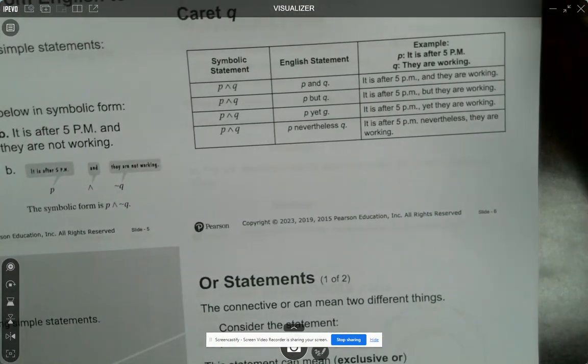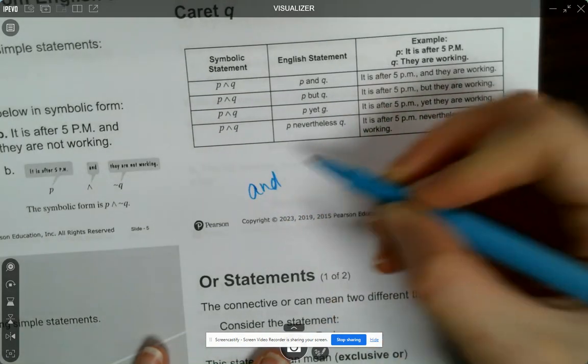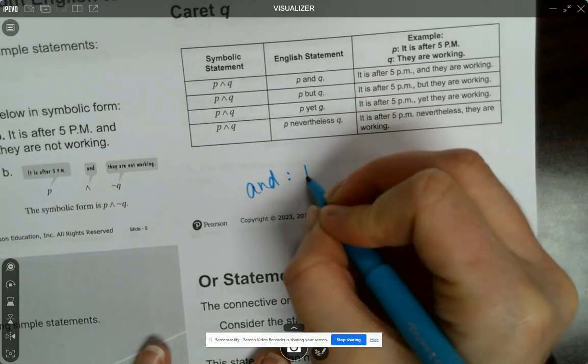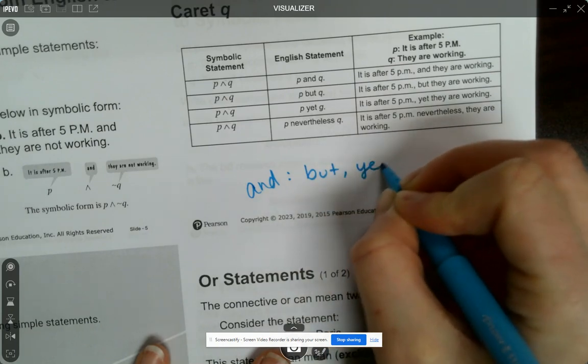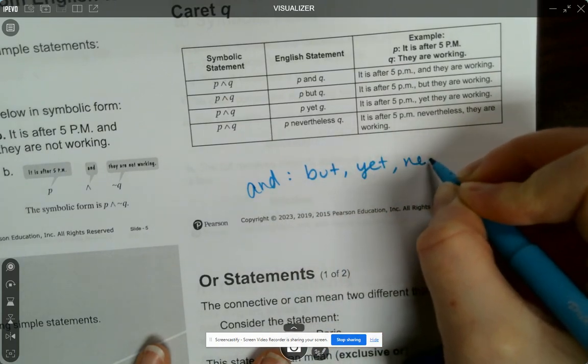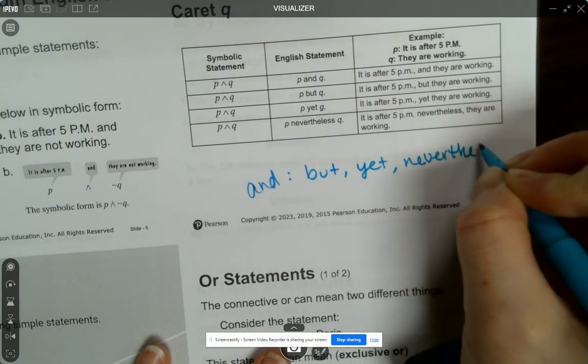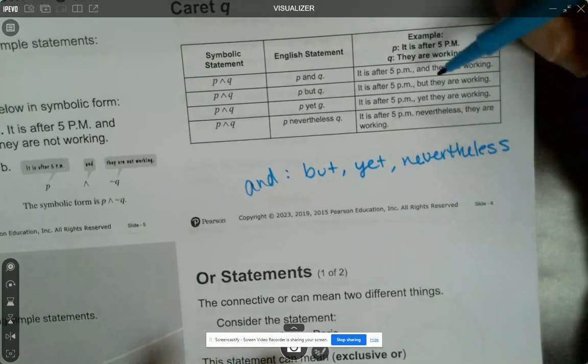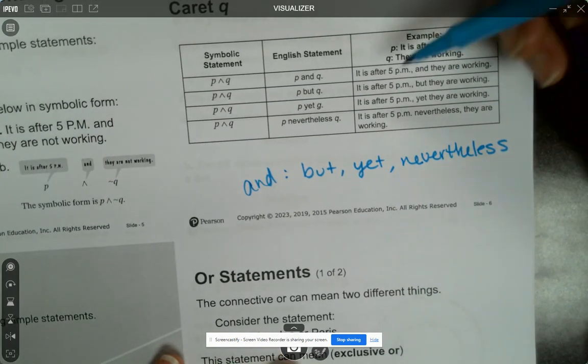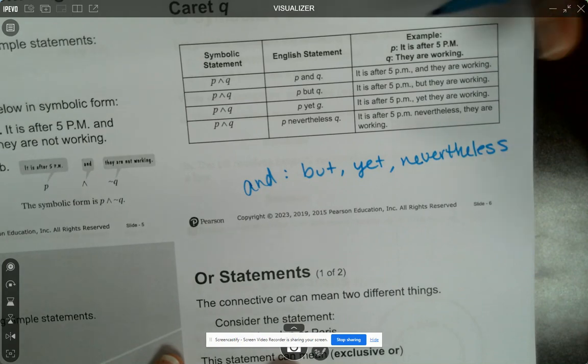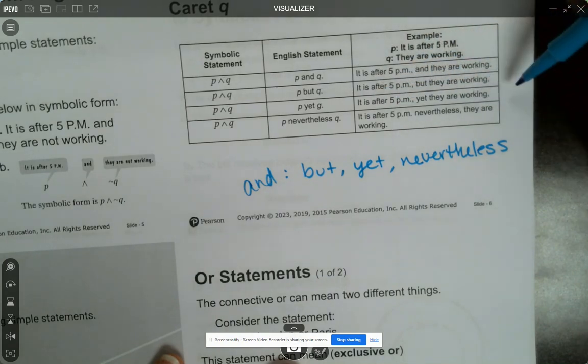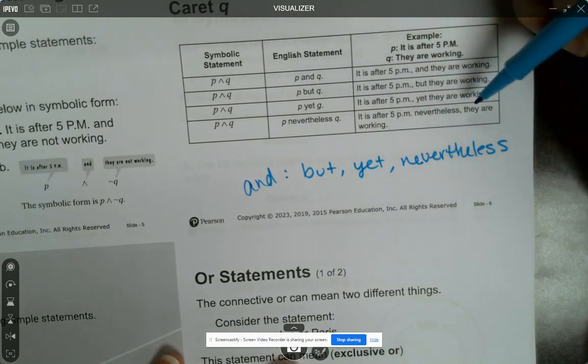Instead of using and, you can use equivalent words. So and can be the same as but, yet, and nevertheless. It is after 5 p.m. and they are working. It's after 5 p.m. but they are working. It is after 5 p.m. yet they are working. It is after 5 p.m. nevertheless they are working.